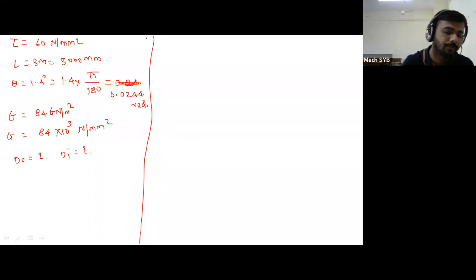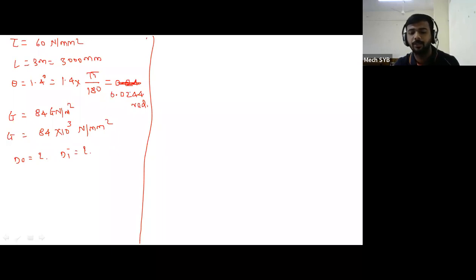Take this value, theta value we have to convert in radian, that is multiply by pi by 180, that is 0.0244 radian. Other values are also given, we have converted. G value is given in giganewton per meter square, means it is also gigapascal, because giga is multiply by 10 raised to 9, then meter to mm, multiply by 10 raised to 3. By cancelling the terms, you will get the 10 raised to 3 only. So these are the given parameters.